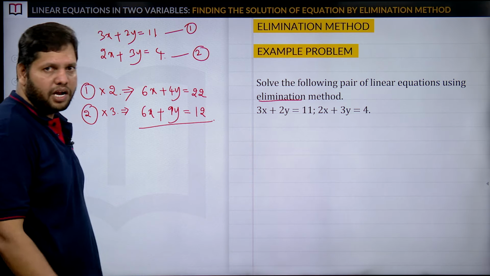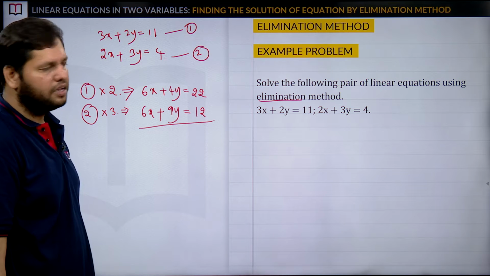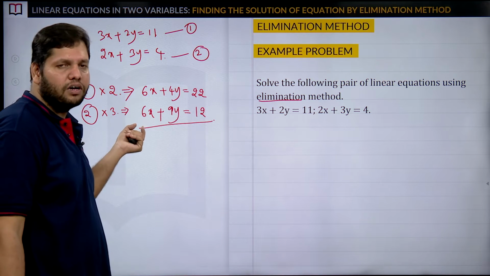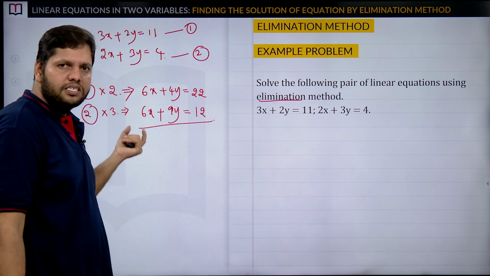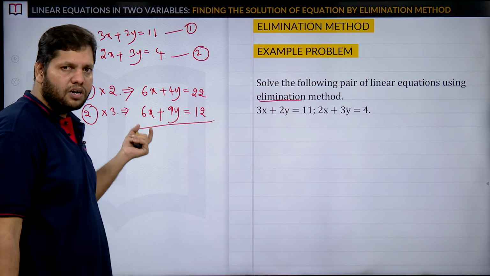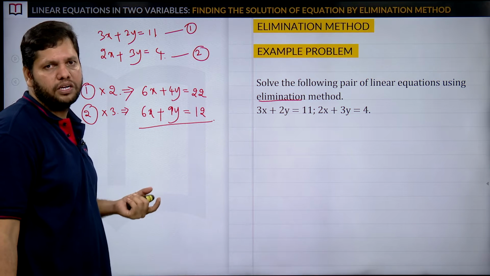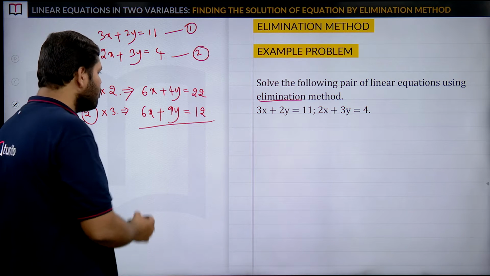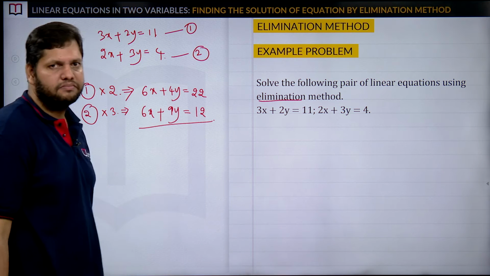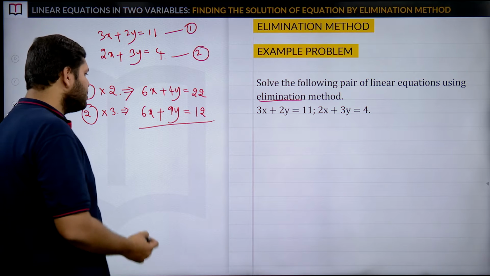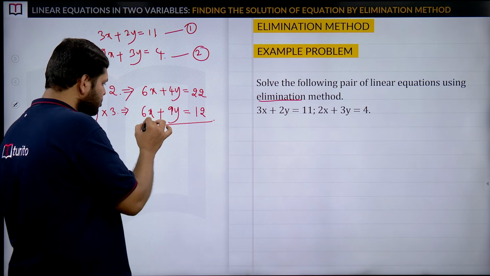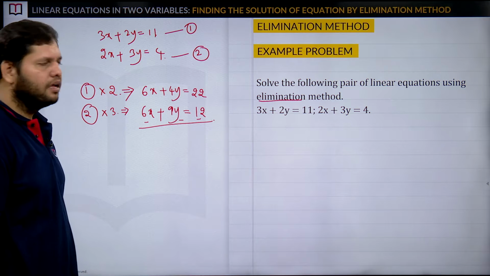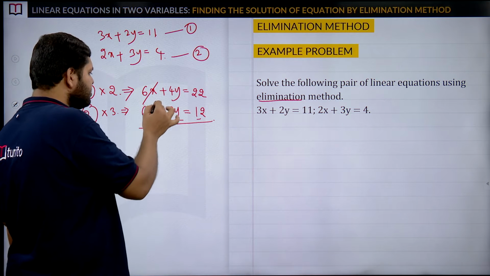Now, children, do the subtraction. Because this is 6x and this is 6x, both quantities are equal. When both quantities are equal, if you want to remove them, you are supposed to do subtraction only. So when you do the subtraction, these two quantities get cancelled. So children, I am doing the subtraction. Subtraction means symbols will change. So this is minus and this is minus. Here plus 6x and minus 6x get cancelled.